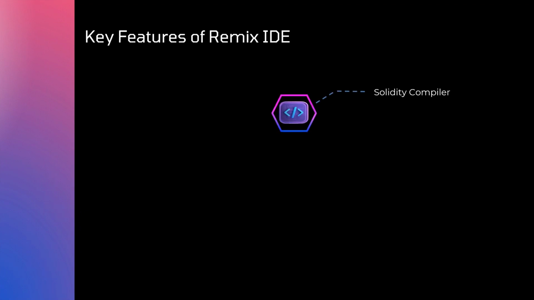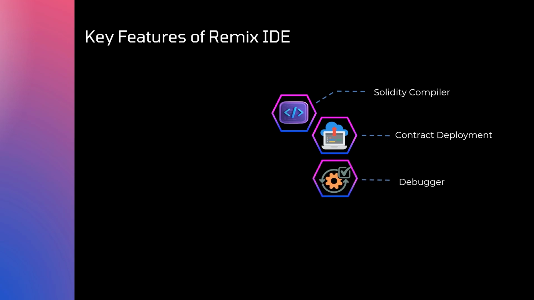Remix has an integrated Solidity compiler which is continuously updated to support new Solidity versions. This allows developers to compile and test contracts directly within the environment, avoiding manual compilation steps. Contract development and interaction. Remix provides a user-friendly interface for deploying and interacting with smart contracts. We can easily deploy contracts on our local blockchain using a tool like Ganache or connect to a test network like Ropsten and Goerli and even deploy on Ethereum mainnet.